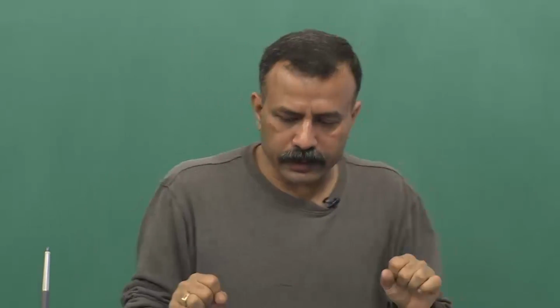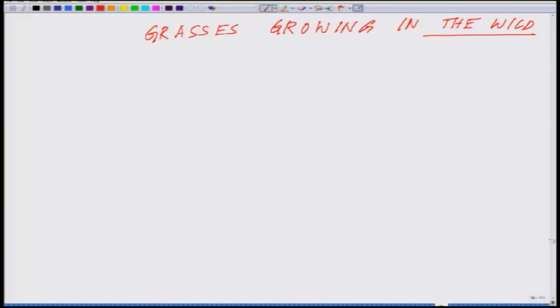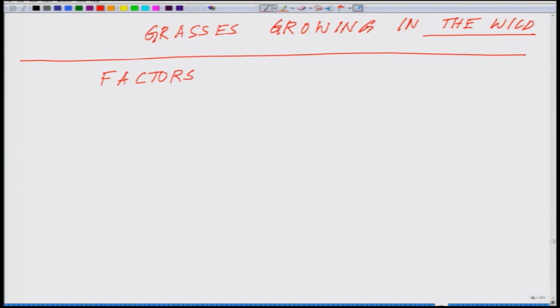Now, having said this, coming back to the slide, let us enumerate the factors determining the conversion process. We have talked about how we are going to select the crops. Now, we will talk about the factors determining the conversion process.